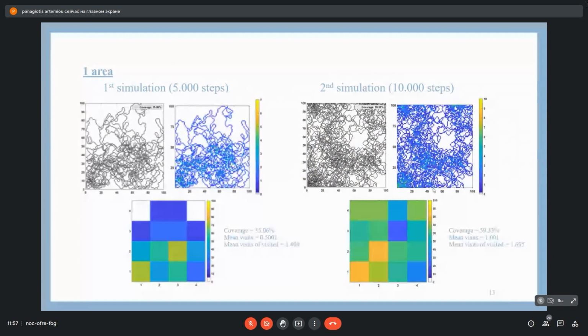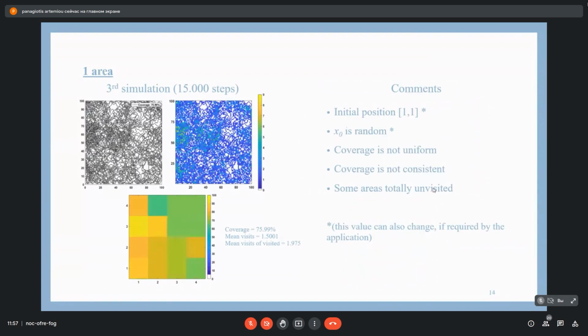We can see for 5,000 steps that the coverage is about 35% and the mean visit is about 1.4. And for 10,000 steps, the coverage goes up to about 60%. For 15,000 steps, we can see that the coverage is about 76% and the mean visit is about 1.97. Note that for all the simulations, the initial position was the bottom left cell and the initial orientation was random.